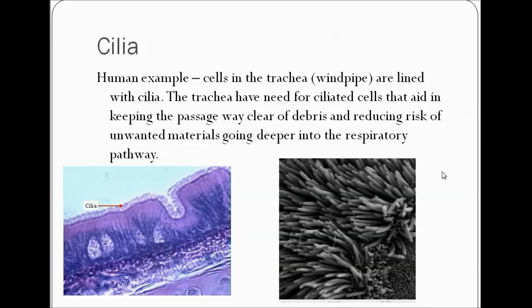I want to throw in a little bit about cilia too. I think you're familiar. You might know that they're in your nose and your windpipe, and these little finger-like projections here just keep the passageway clear of debris and keep things out. And if something gets in there, they all kind of work together to move it towards the exit again.